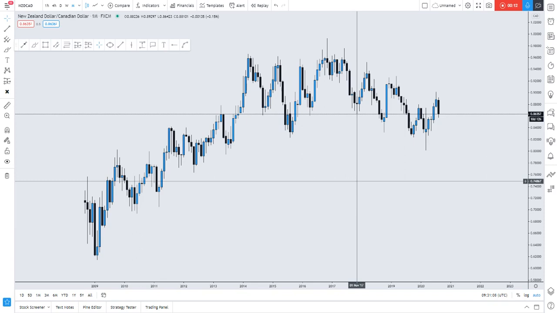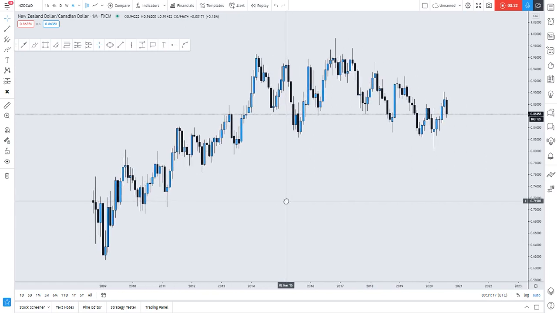Today I'll be looking at NZD card from a bigger perspective. So, let's dive right into it. From the monthly time frame, what do I see?